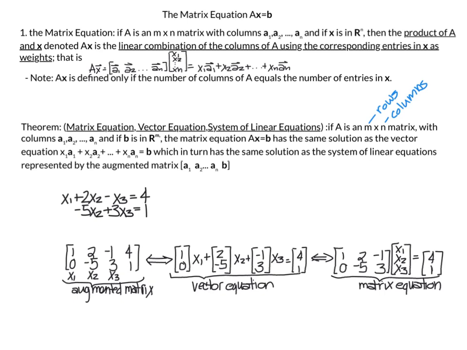Furthermore, if we write the matrix equation, we take the vectors a1, a2, and an to make a matrix, and then we take the weights, the scalar coefficients, to make the vector. So we'll take x1, x2, x3. That will be our vector, and then we take these column vectors to make the matrix 1, 0, 2, minus 5, 1, minus 3, and then we set it equal to 4, 1. That's our matrix equation, and this matrix equation will have the same set of solutions as this vector equation, which has the same set of solutions as the augmented matrix representing the system of equations.